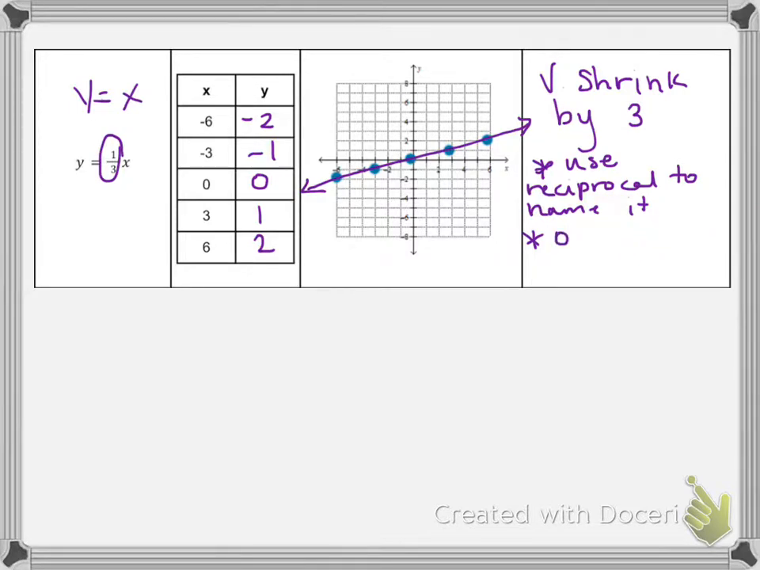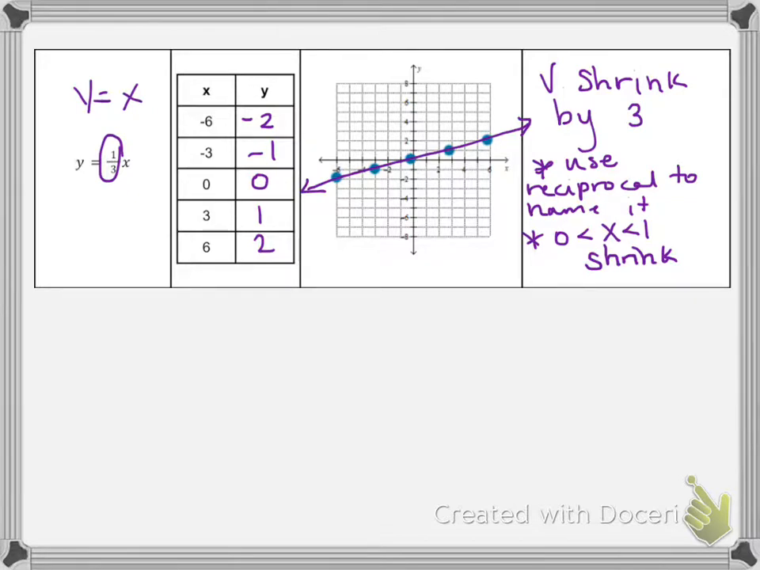So if my number is between 0 and 1, then it is a shrink. Okay? Because we're not talking negative numbers. Negative does something completely different. Okay? So let's look at what negative does.